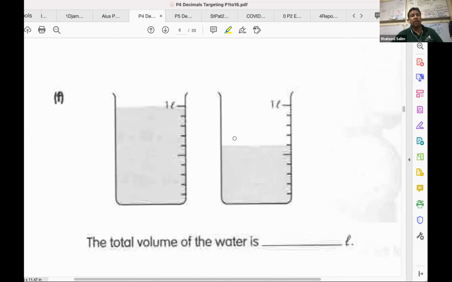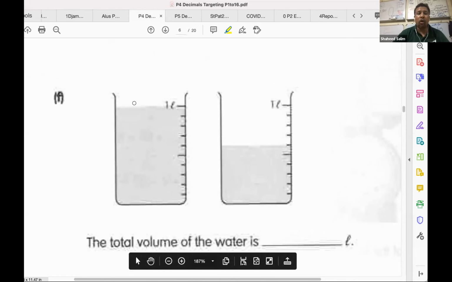Neri's sister. Okay, total volume of water. You find out, all together. They want all together. There's 1 liter here. So 1 point something, that's the answer. There's 1 liter here.